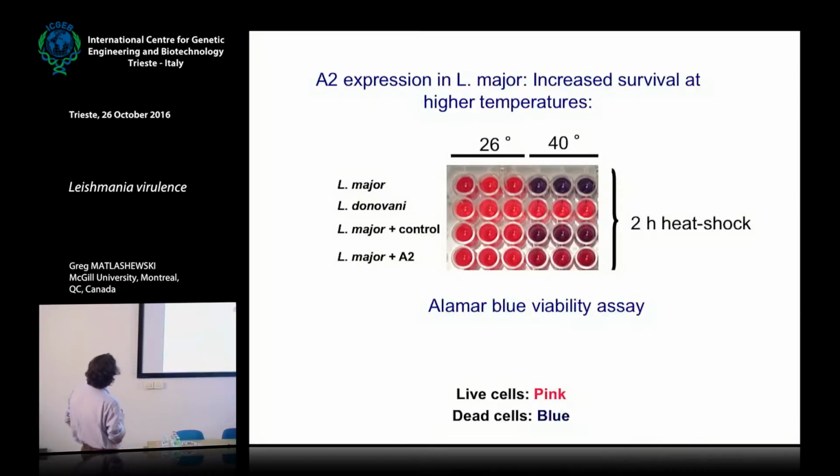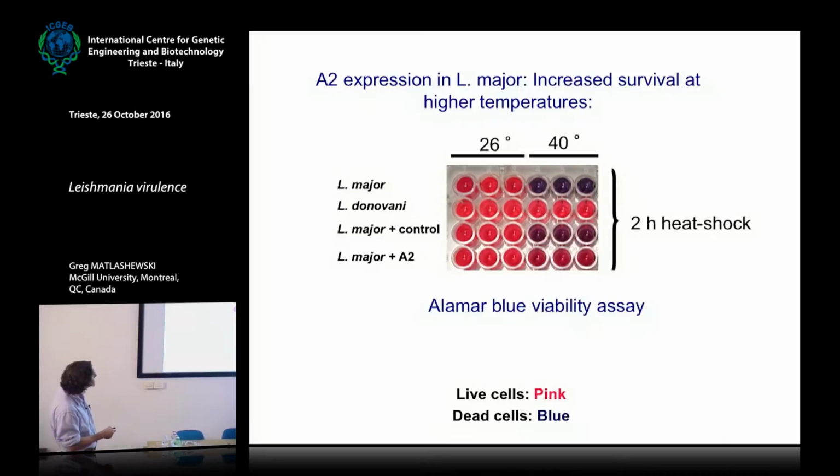And this was an interesting result, again, when we put A2 into L. major. This is the temperature experiment that I'm talking about, and this is an Alamar blue assay. If the cells are alive, it produces pink inside the media. If the cells die, it produces this blue in the media. And so you see L. major. If you culture L. major at 26 degrees, it's pink. But if you put L. major at 40 degrees, it doesn't like it and they die. So L. major dies at 40 degrees, but it survives at 26 degrees.